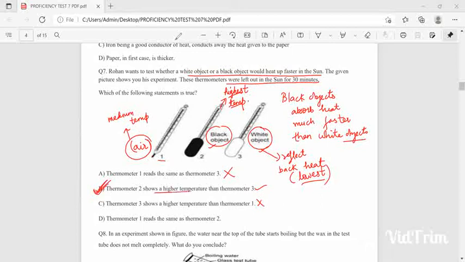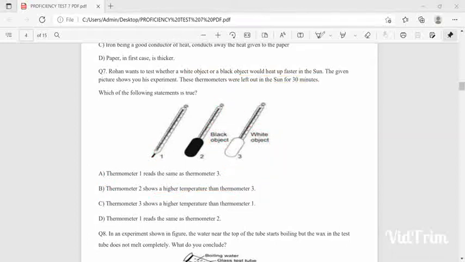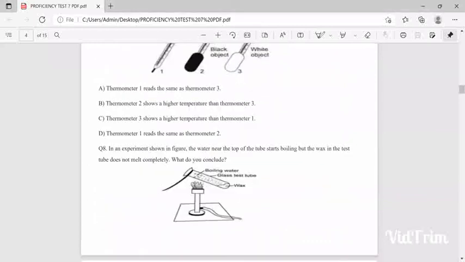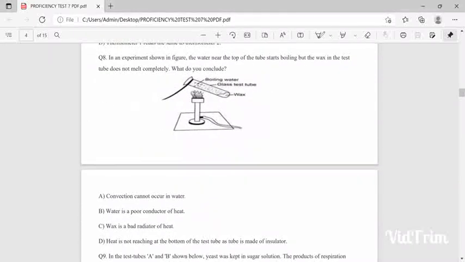Now the next question, number 8. In the experiment shown in the figure, the water near the top of the test tube starts boiling, but the wax in the test tube does not melt completely. What do you conclude? After that, a figure is shown and 4 options are given.